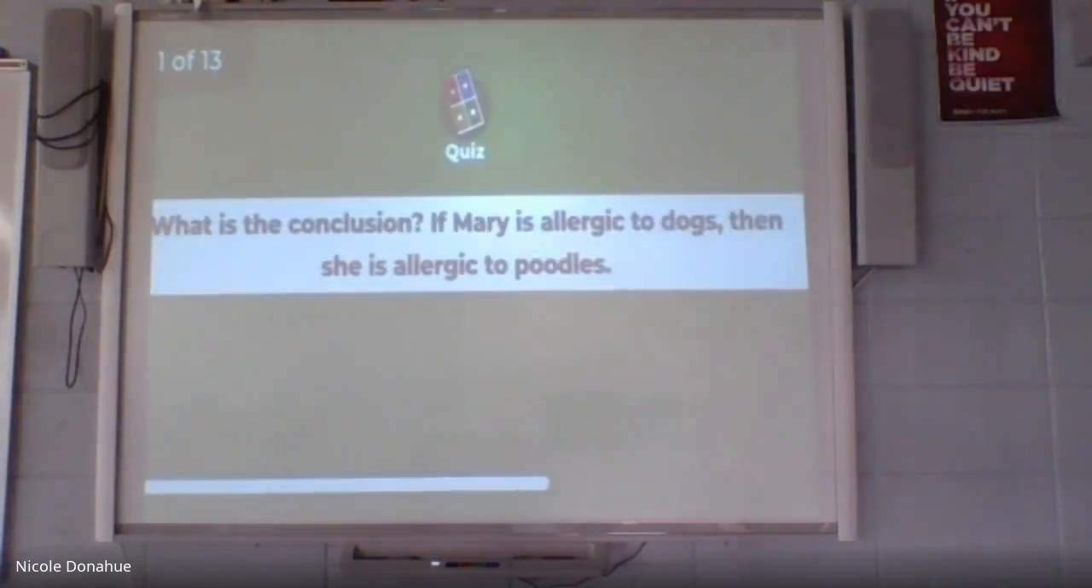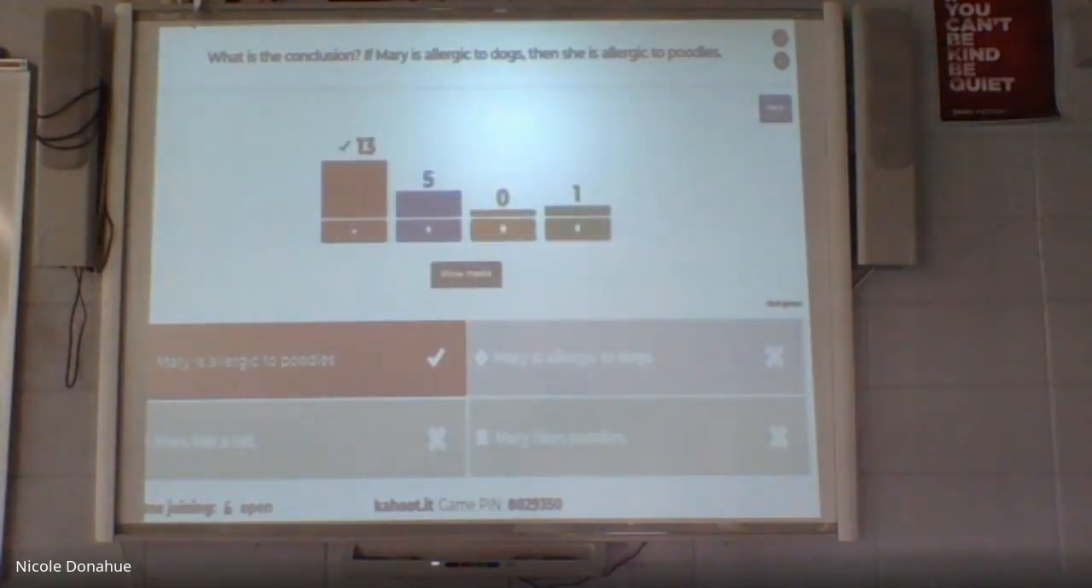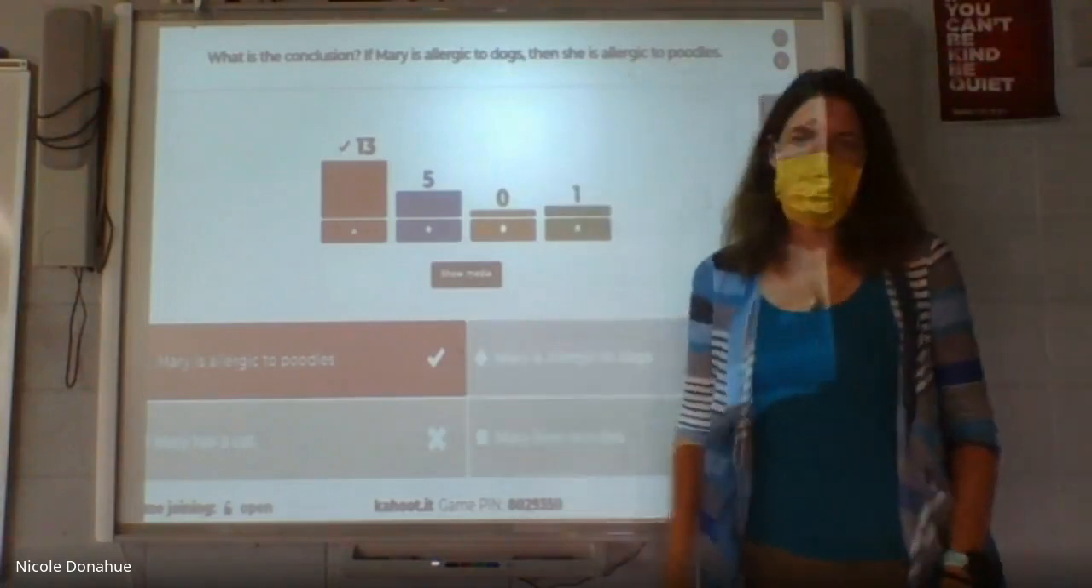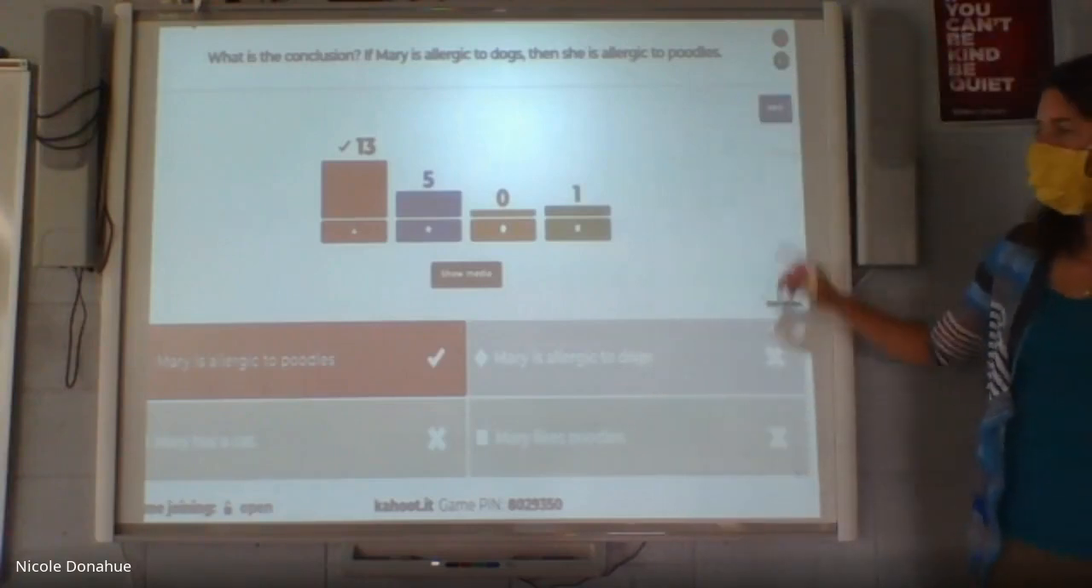So what's the conclusion? We have if hypothesis, then conclusion. If Mary's allergic to dogs, then she's allergic to poodles. You're probably overthinking this if you're thinking for a long time. All right, so the if is the hypothesis, and then the conclusion would be Mary's allergic to poodles. Other things might be true, but that would be the conclusion.